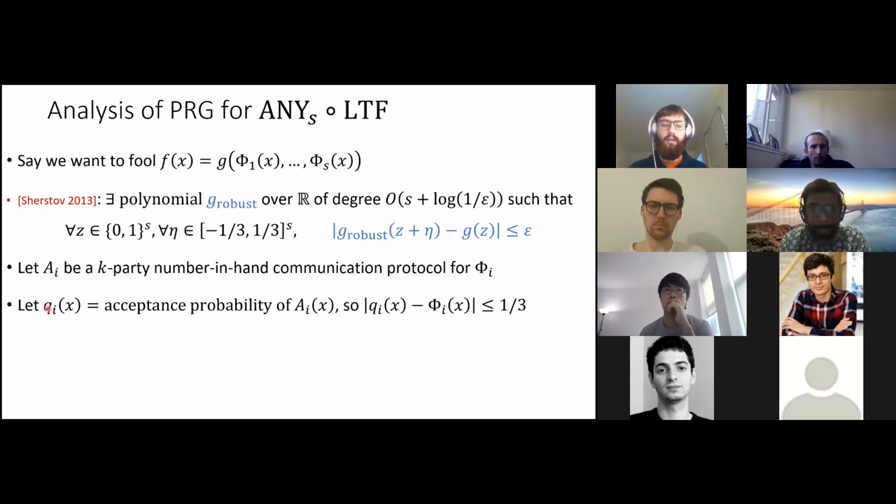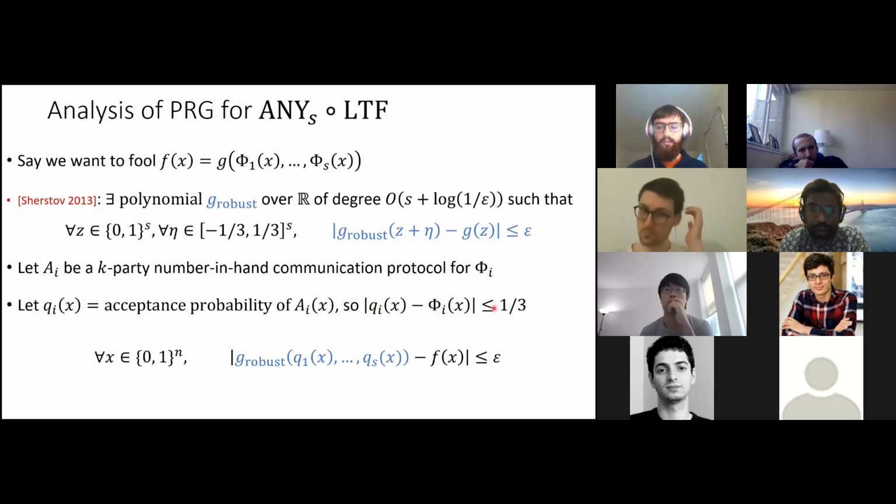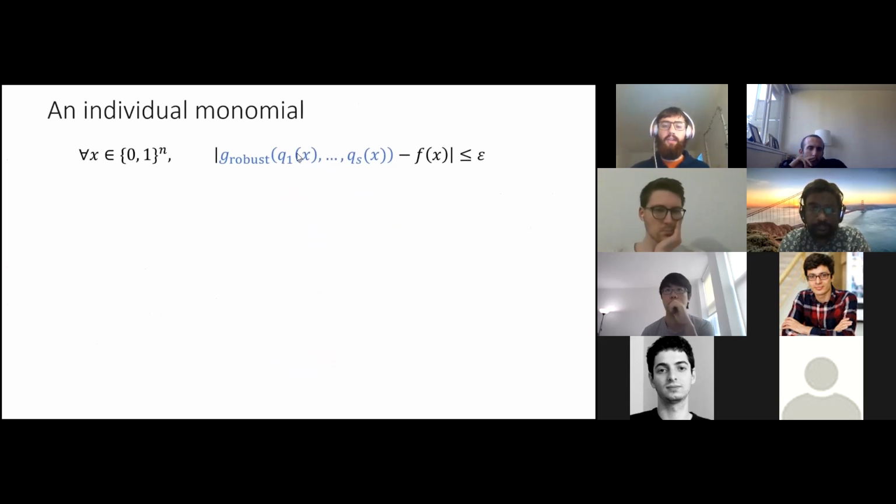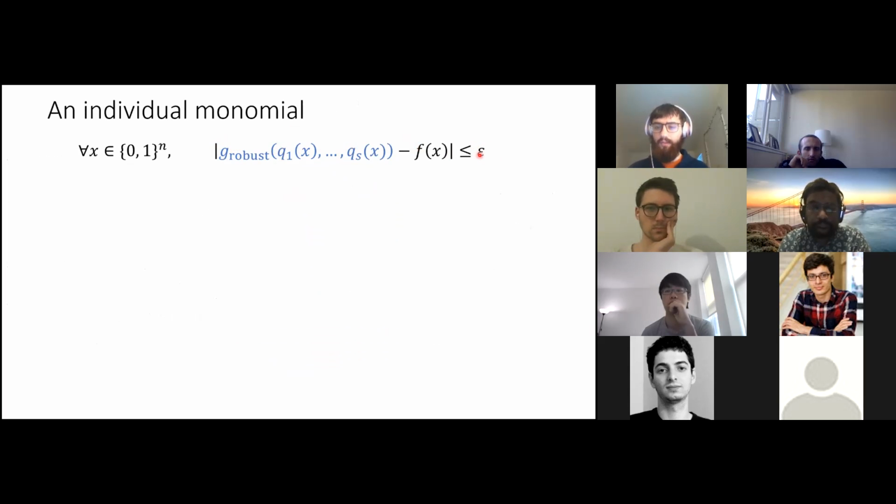So if we let Q_i be the acceptance probability of that protocol on input X, then we know that Q_i is within additive error 1/3 of the correct value of this LTF. So Q_i is the acceptance probability. Since Q_i has this low error, we can think of the Q_i's as being all of these phi's, but with some noise. And we can plug those into this G robust function, this robust polynomial. If we do that, this computes F with pointwise error epsilon. So that means that it suffices to fool this composition of this robust polynomial with these acceptance probabilities instead of trying to fool F, because we have this pointwise error epsilon.